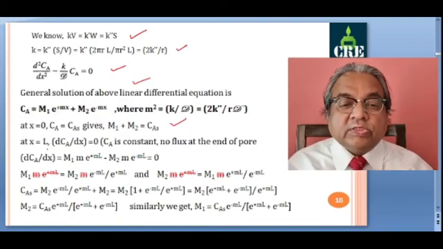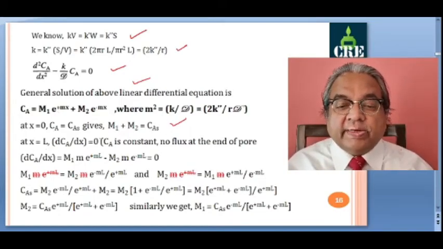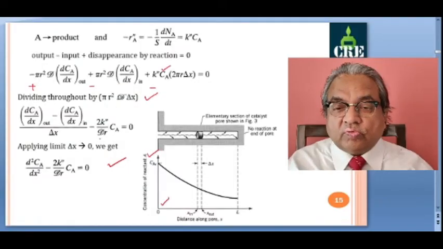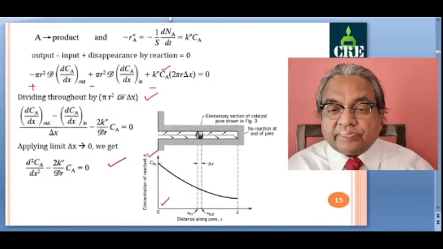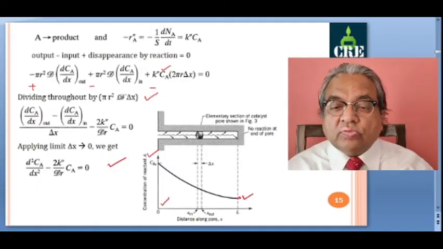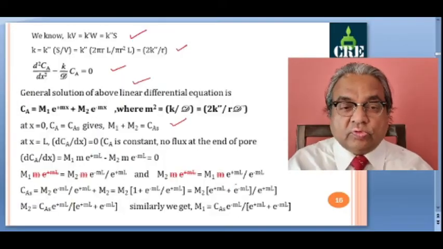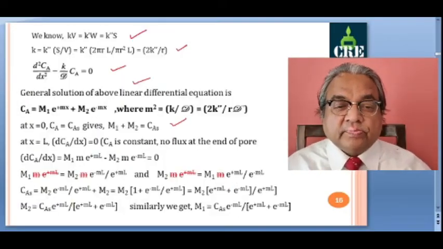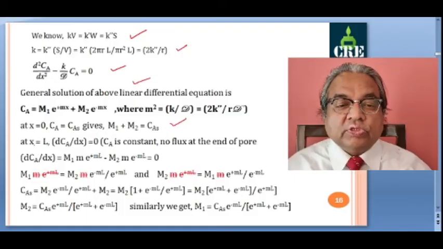And at x is equal to L, dCA by dx is equal to 0. At x is equal to L here, this value is constant. So derivative of the constant is 0. So that's why we have written here dCA by dx is equal to 0 at x is equal to L, because there is no flux at the end of the pore.